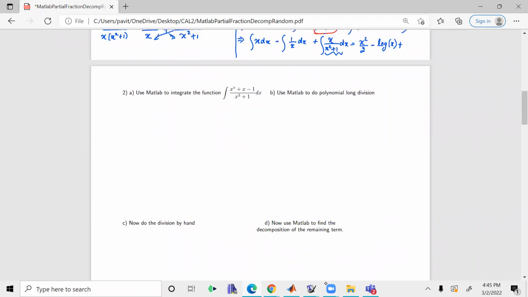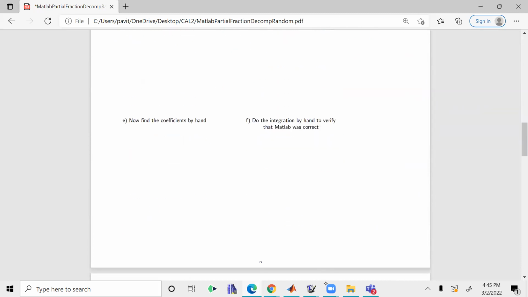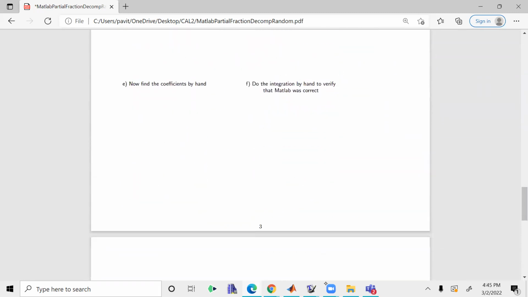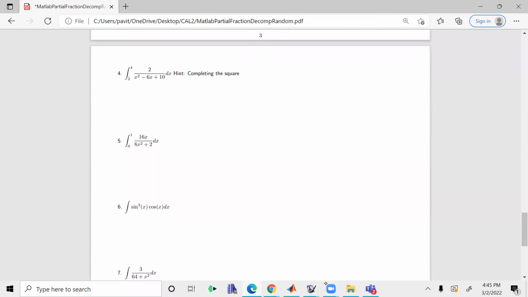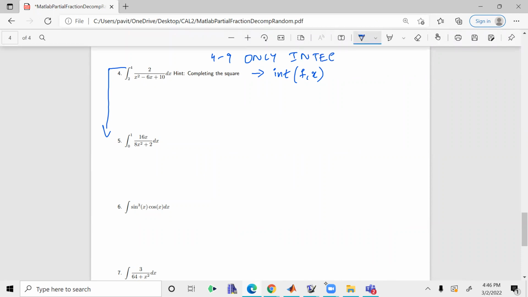Okay. Now you will be doing question number 2 and 3 in the same way. And when it comes to question number 4, you have to just integrate using int f comma x. There is no need for you to perform long division or partial decomposition in MATLAB as well as by hand. When it comes to problems 4 to 9, only integrate. You just have to integrate by hand and also in MATLAB.